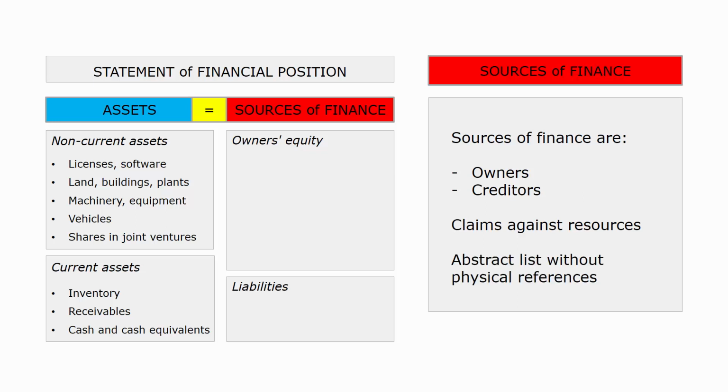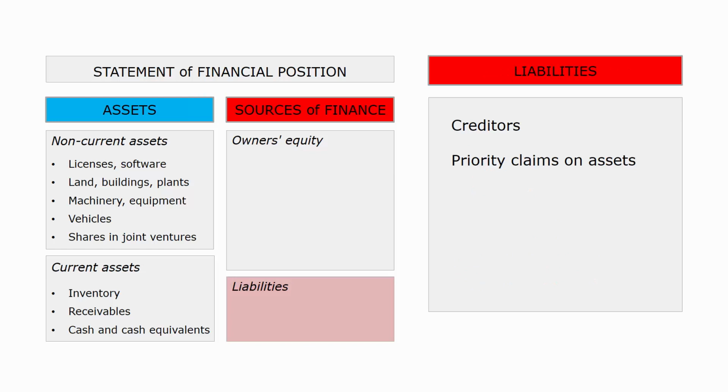It is very important to realize that the right-hand side of the balance sheet does not contain any money or physical objects. It is an abstract list of claims. Creditors have a priority claim on the assets. Should a company go out of business, the assets would be sold and the proceeds from the sale of the assets would be used first to satisfy the claims of the creditors. These claims have a fixed lifespan.